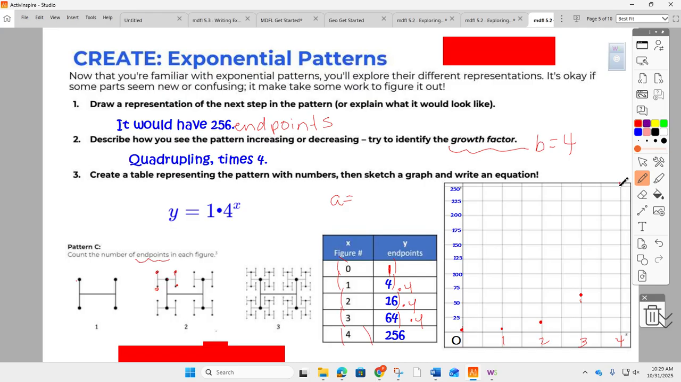You see how it looks like these points are about the same distance apart, and then all of a sudden it jumps. That is that exponential growth. The graph is always going to look like this curve, and it's always going to be going up left or right if the y's are increasing. Caught up with me?